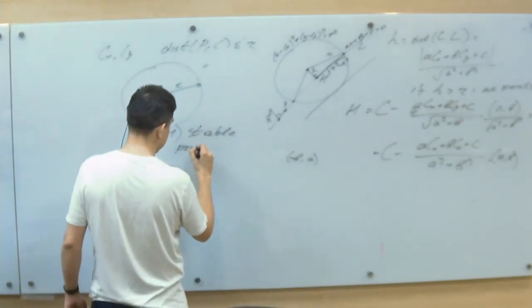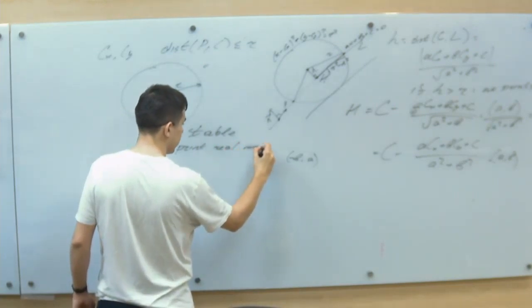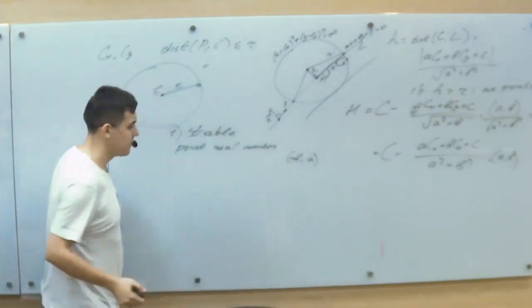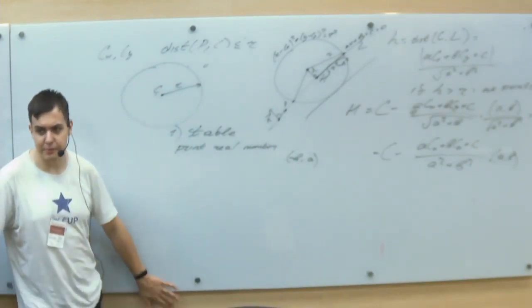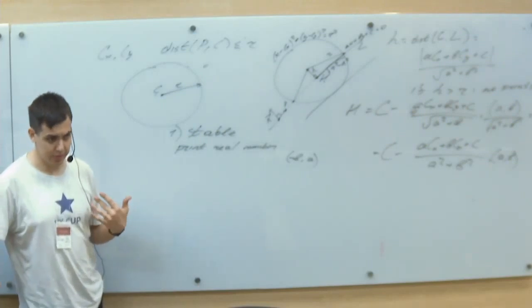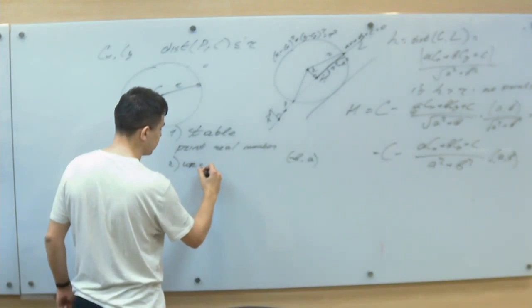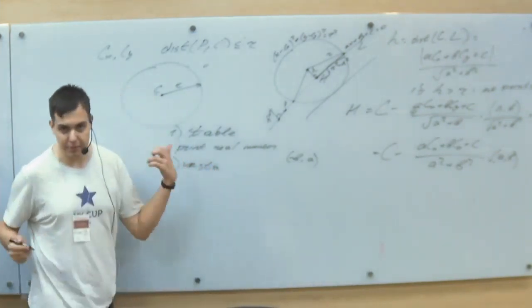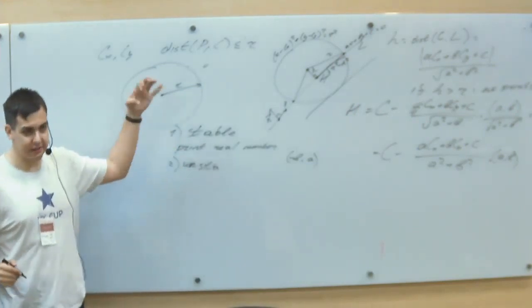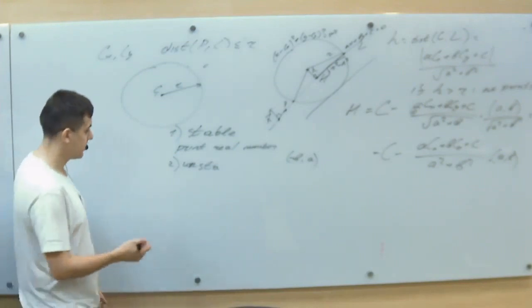Usually print a real number, but not necessarily. So some problems where you have to print a real number are still unstable. And unstable problems usually have discrete outputs. So print the number of points inside the polygon, or print yes if these two objects intersect, and no if they don't.